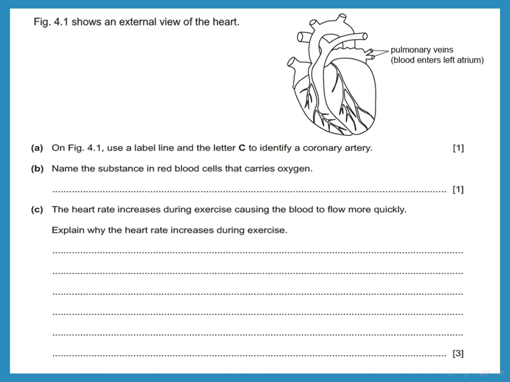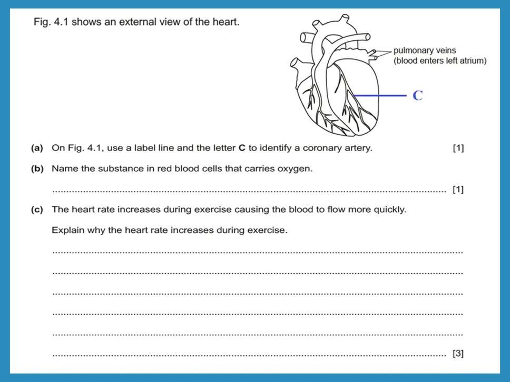This figure shows an external view of the heart. On figure 4.1, use a label line and letter C to identify a coronary artery. So if we look at the diagram, where is a coronary artery? Any one of these branches on the sides of the heart, these are the coronary artery. Name the substance in red blood cells that carries oxygen. Of course, the red blood cells carry oxygen attached to hemoglobin.